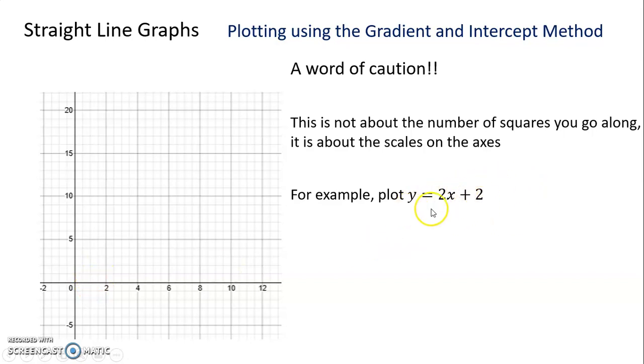So here I'm being asked to plot y equals 2x plus 2. The intercept is at plus 2. So I'm putting my dot at 2 on the y-axis, and then my gradient is 2. So I want to go along 1 on the x-axis, which is going to be 2 squares, and then up 2, which is also going to be 2 squares. So along 1 up 2, along 1 up 2, along 1 up 2, and along 1 up 2, and then join up. So it's really important to take note of the scales that you've got on your axes, because it's those that matter, not the squares.